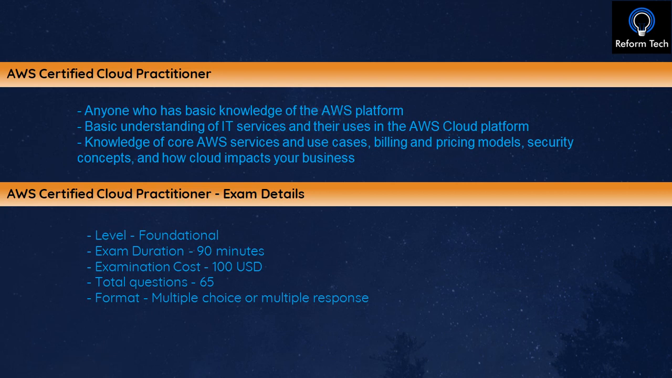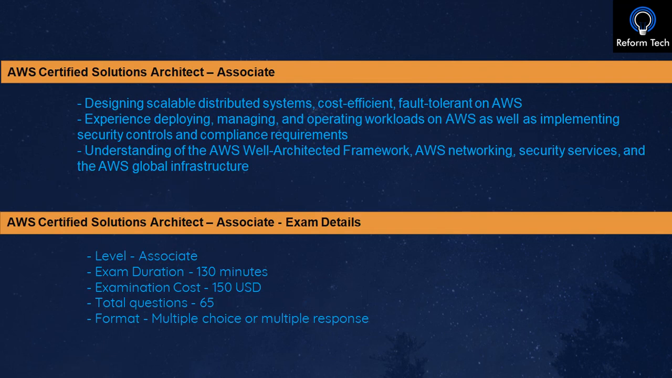The next certification is AWS Solution Architect Associate. You should have some skills in designing scalable, distributed, cost efficient, fault tolerant systems on AWS. Also, you should have experience in deploying, managing, and operating workloads on AWS as well as implementing security controls. And you should have some understanding of the AWS Well-Architected Framework and AWS networking too. Right, so the level is associate and the exam duration is 130 minutes. The examination cost is 150 USD and total questions is 65.